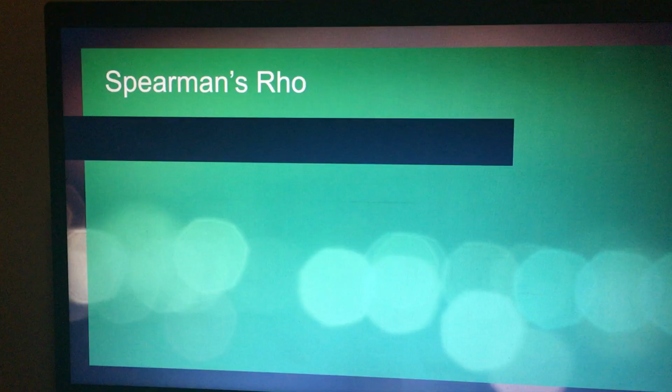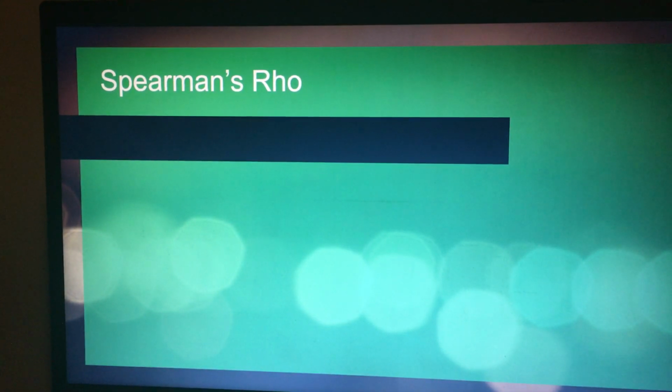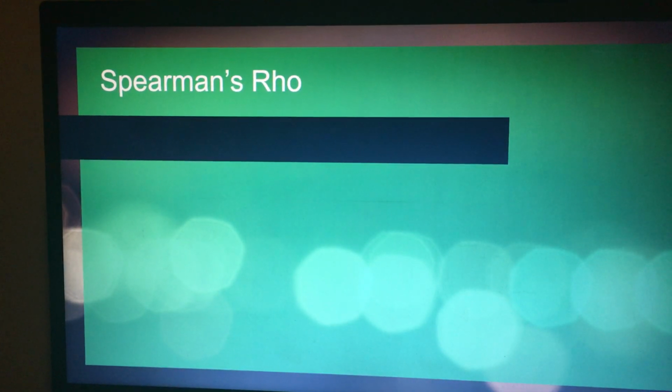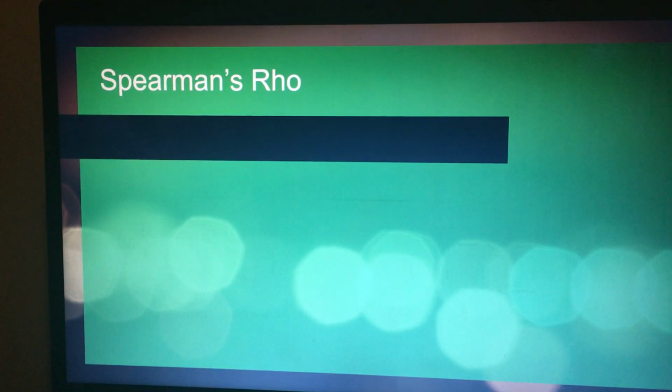Right, so we're on the bottom of page 11. So Spearman's rho, section 10.3, bottom of page 11. Pearson's r is useful for a lot of things, but it has its shortcomings. One particular issue does stand out.